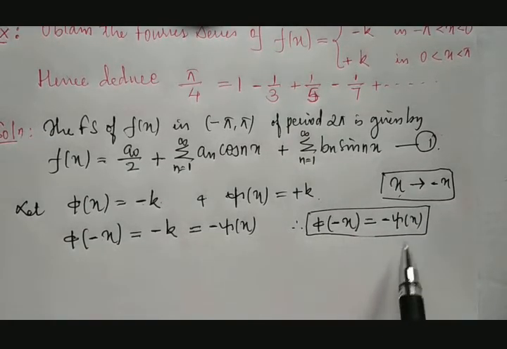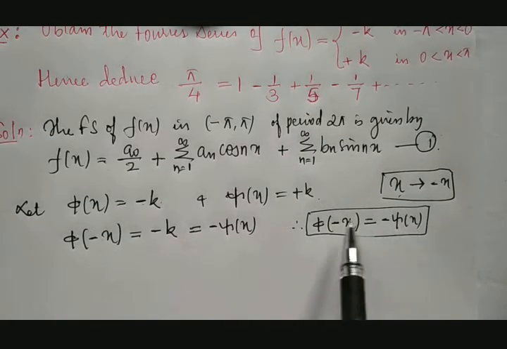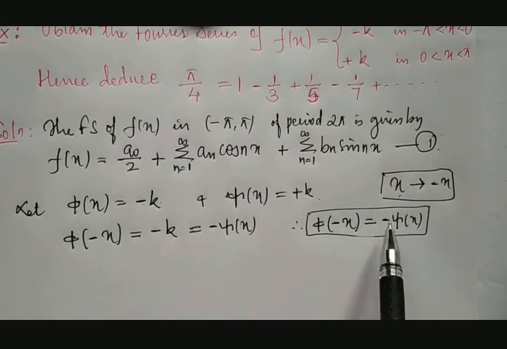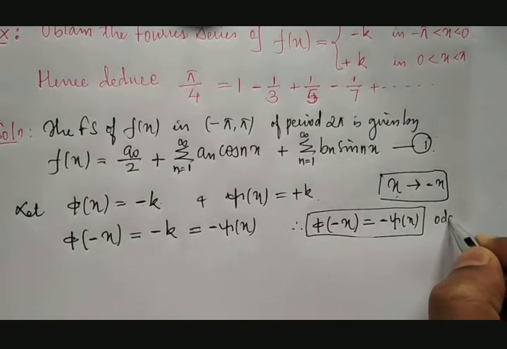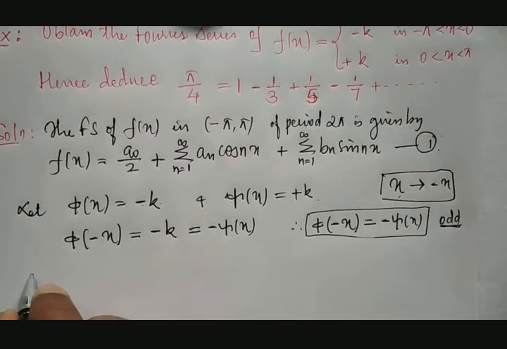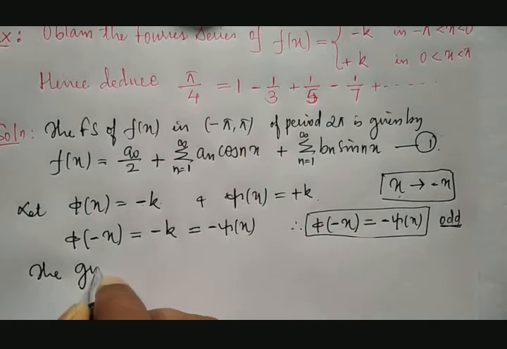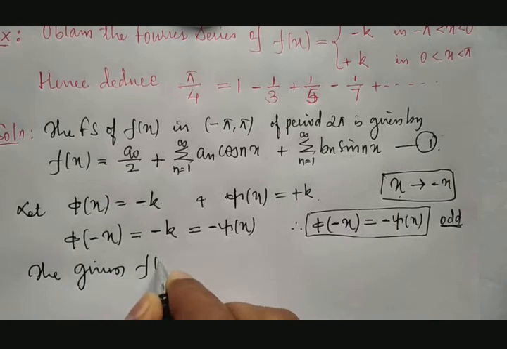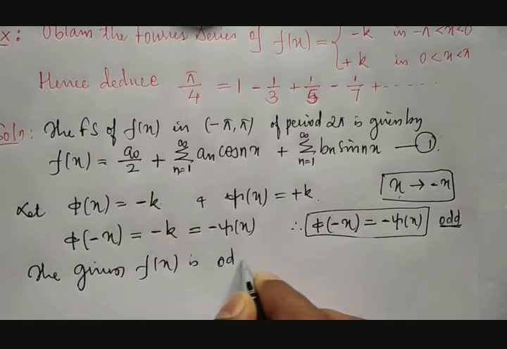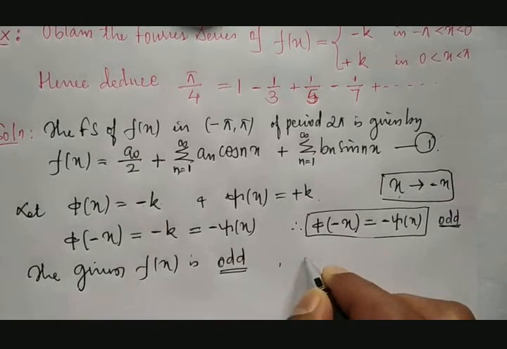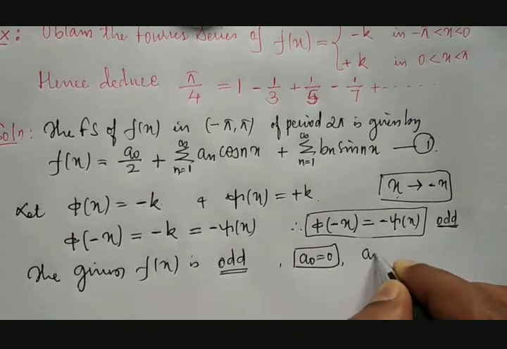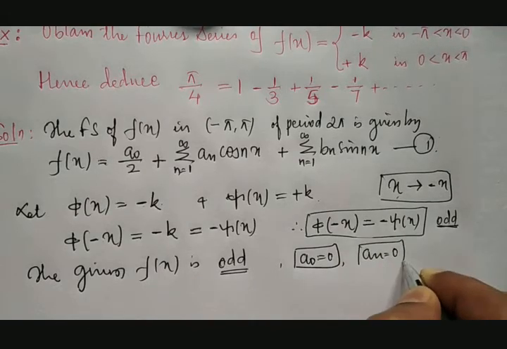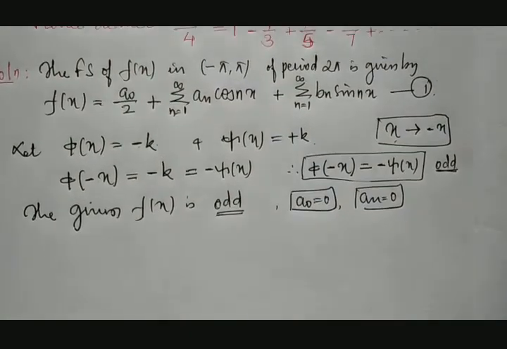If the first function is the same as the second function, then it is even. If the first function after replacing x by minus x is the same as the second function with opposite sign, then this will be odd. This is an odd function. Therefore, the given function f of x is odd. Odd means a naught is equal to 0 straight away, an is equal to 0. So we only need to calculate bn.